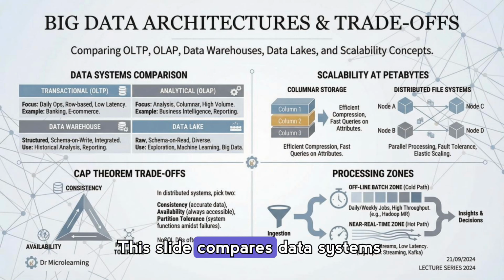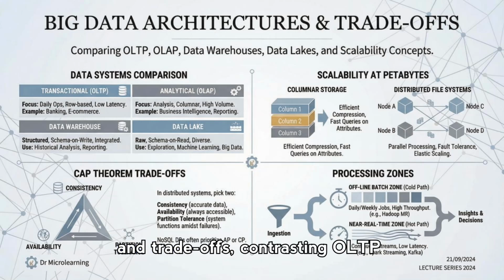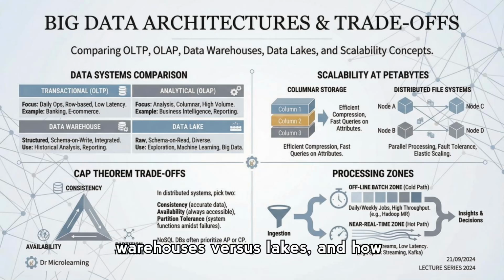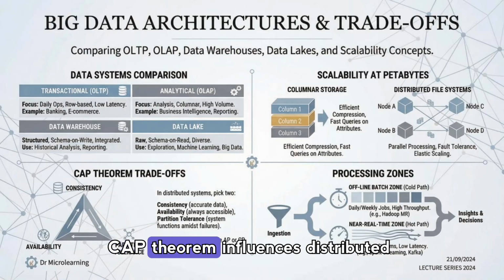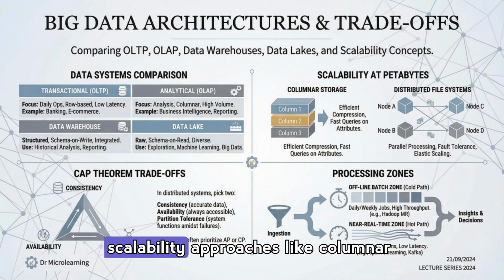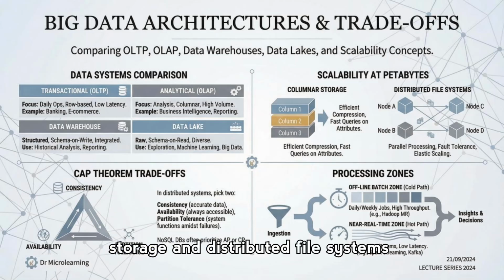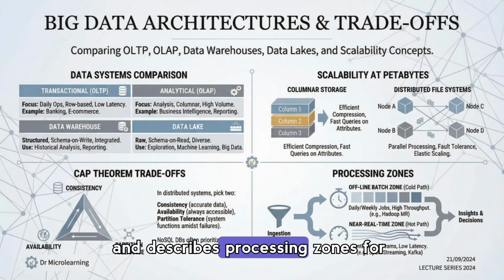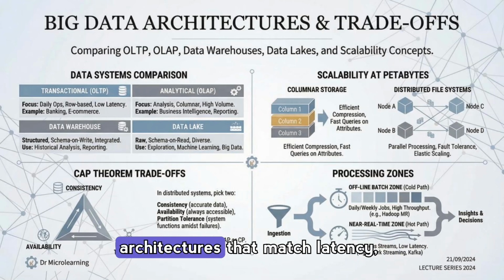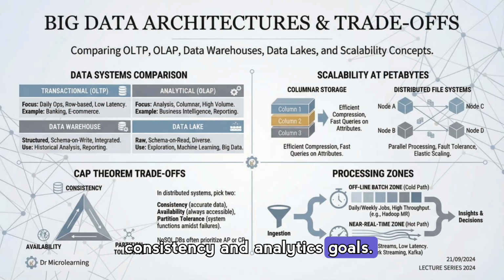This slide compares data systems and trade-offs, contrasting OLTP and OLAP workloads, data warehouses versus lakes, and how CAP theorem influences distributed system design. It also illustrates scalability approaches, like columnar storage and distributed file systems, and describes processing zones for cold batch versus near real-time hot paths, helping you choose architectures that match latency, consistency, and analytics goals.